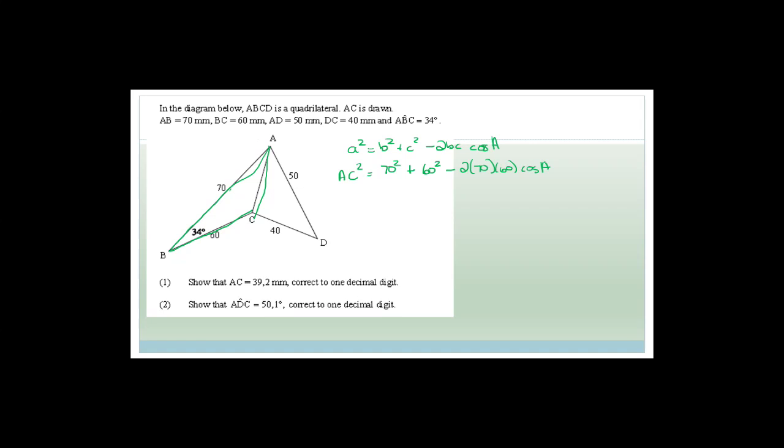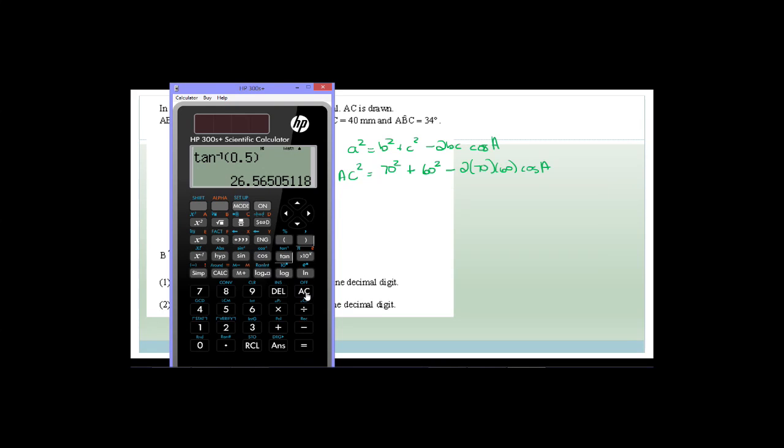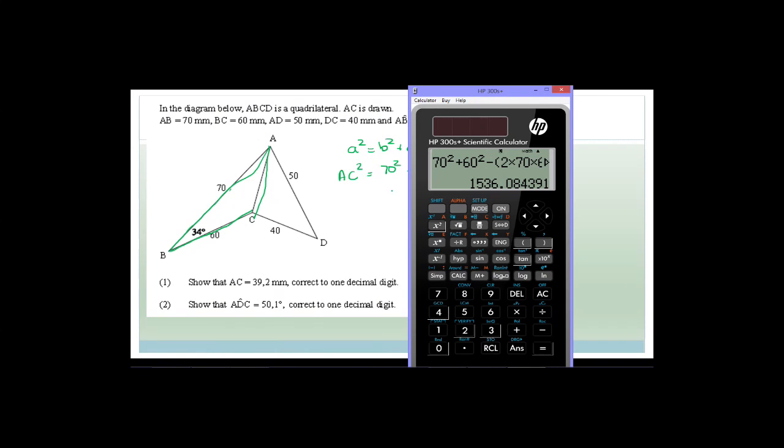Okay, and now all we need to do is get out our calculators and pop that in. So what have we got? We're going to clear it and we're going to say 70 squared plus 60 squared minus bracket 2 times 70 times 60 times cos of the angle size, which I forgot to write in, which is 34, close bracket equals, and that's squared. That is going to be AC squared. So don't panic just yet. Let's square root the answer.